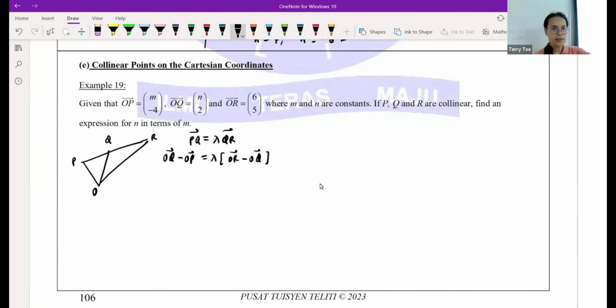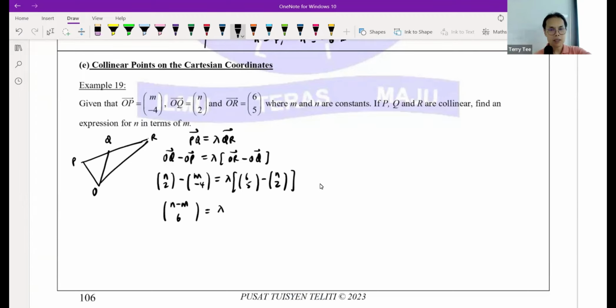My OQ is n and 2. My OP is m minus 4. Lambda is an unknown. OR is 6, 5. OQ is n, 2. Put them together: n minus m, 2 minus minus 4. 2 plus 4 is 6.